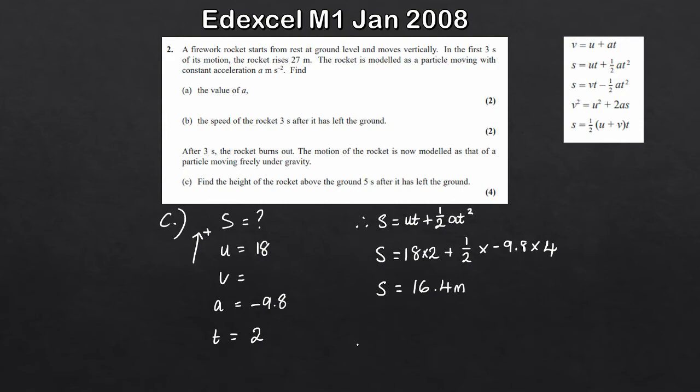So in that case, the total height, the height above the ground at 5 seconds, will be 16.4 plus the initial 27. So we just write all that down. So the total height is going to be 27 plus 16.4. So in that case, we get 43.4 meters there. Okay, that's after 5 seconds. So there we go, that's that question done.